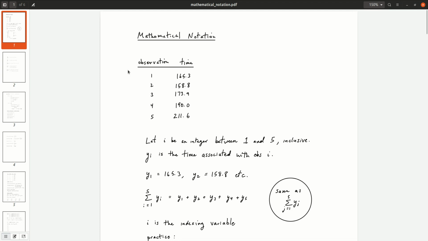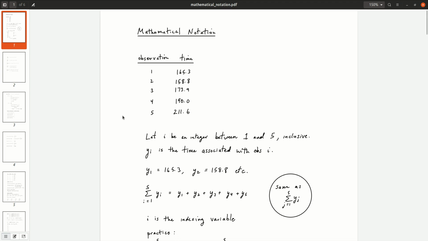So imagine we have a data set that looks like this. Here there are 5 observations labeled 1, 2, 3, 4, 5. And associated with each observation is a time. I just made up some times here. Think of these as marathon times in minutes. So the first observation, 1, which is associated with some runner at some race, did 165.3 minutes in the marathon.